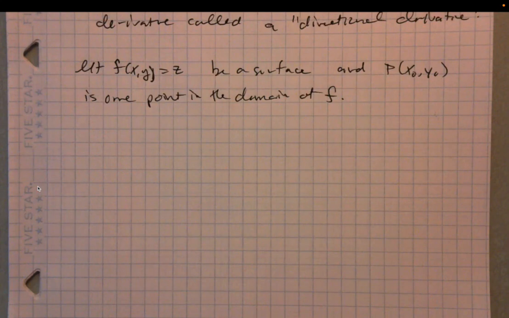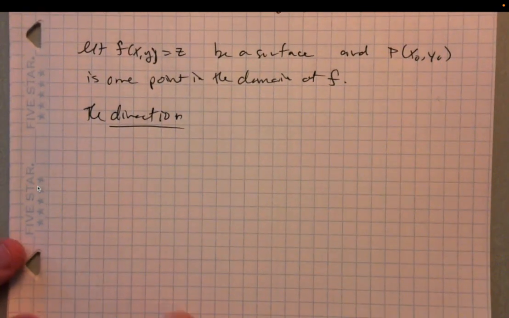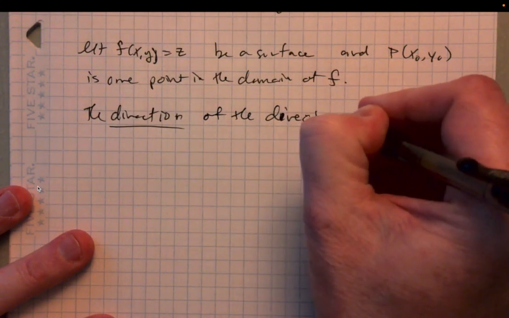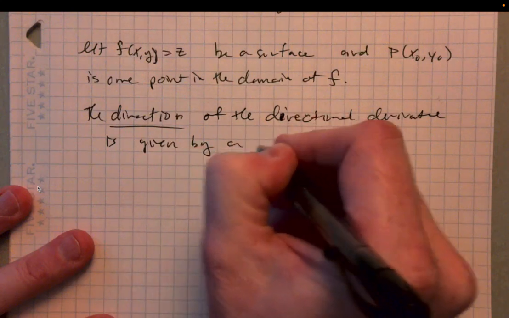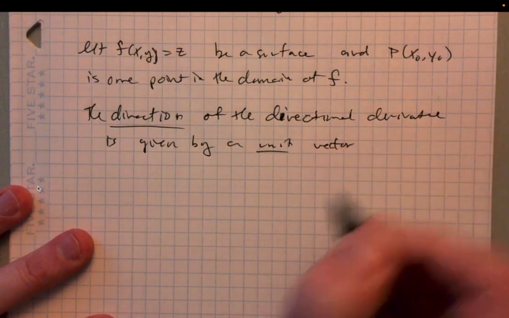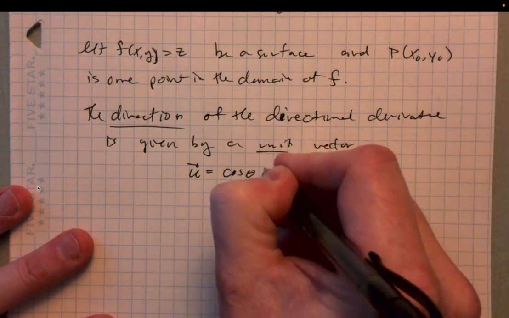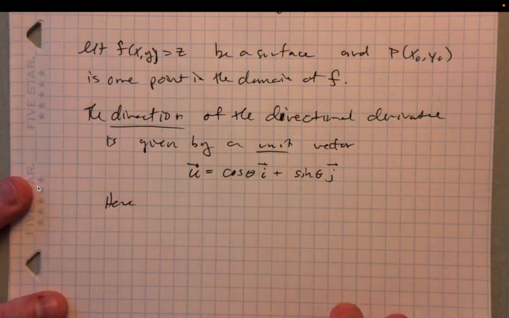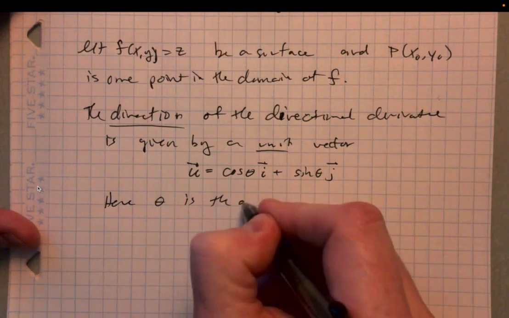Then the direction of the directional derivative is given by some unit vector. The direction is a key concept here of the directional derivative, of course. The direction of the directional derivative is given by a unit vector, very important. Here's how we'll denote it. It's going to be u equals cos theta i plus sine theta j. And here theta is the angle the vector makes with the positive x-axis.